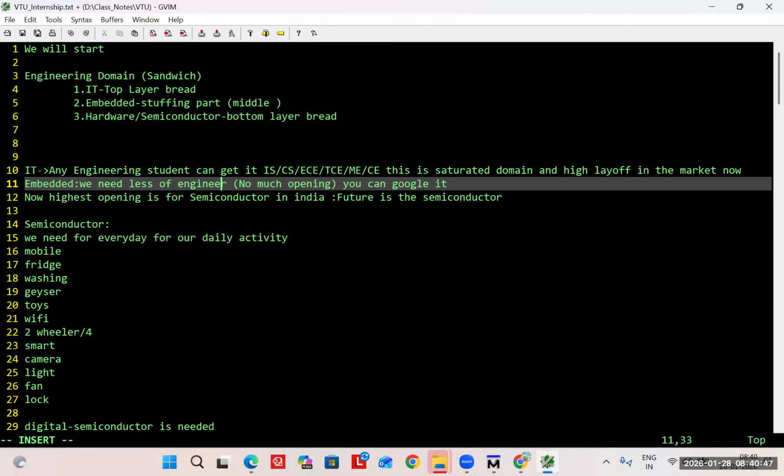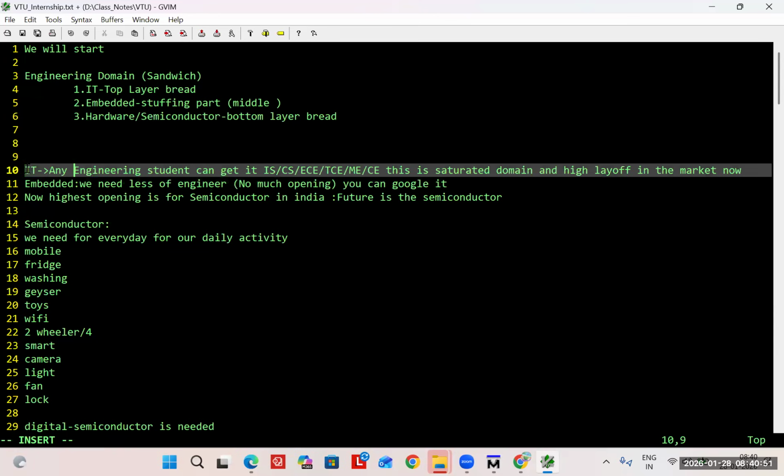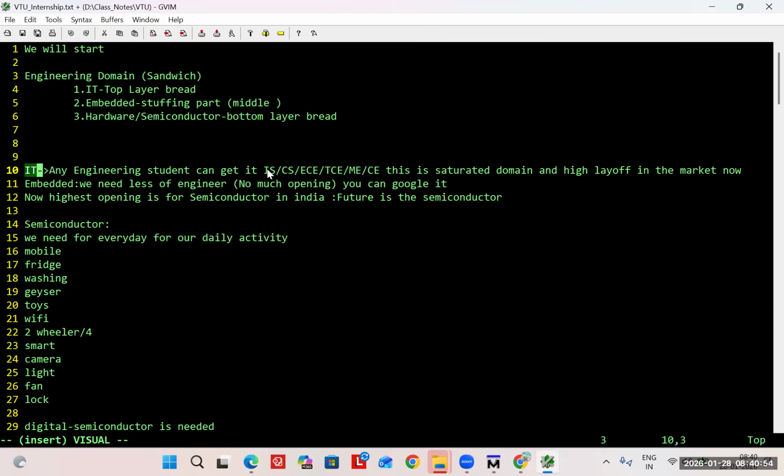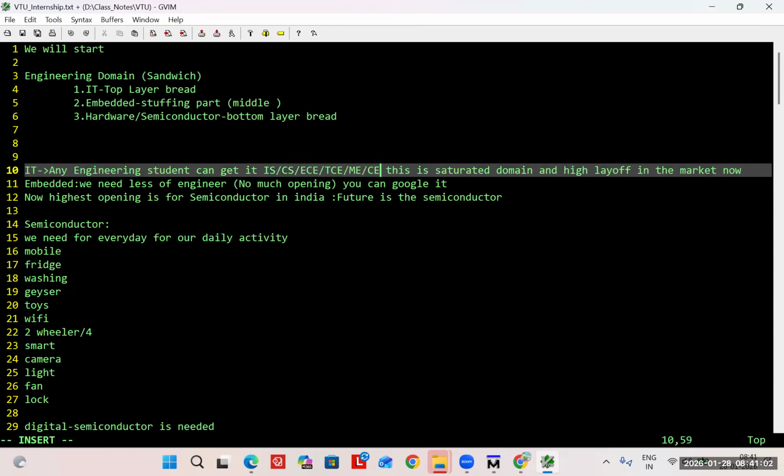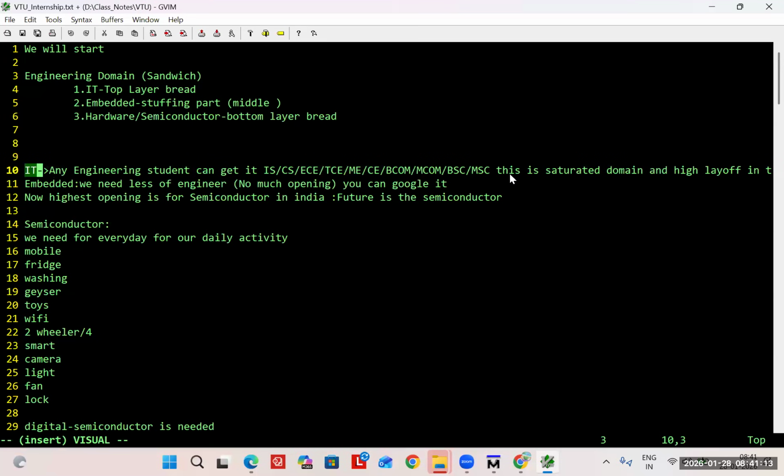Now people ask me which one is better. See what happened in IT: information science, computer science, electronics, telecommunication, mechanical, civil, BCom, MCom, BSc, MSc, all domains can come to IT. Do you agree? As a result, when there are more people for a smaller number of positions, the payment will be very less because there are n number of people. We get the resource at a very nominal price.